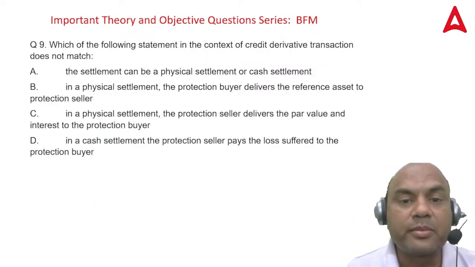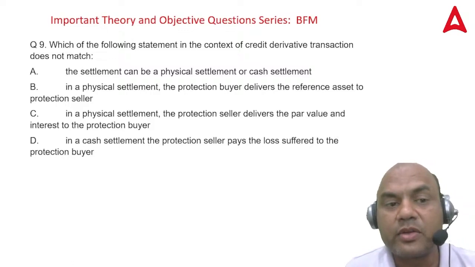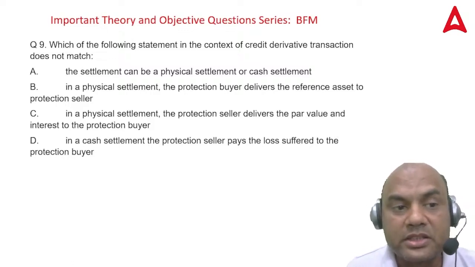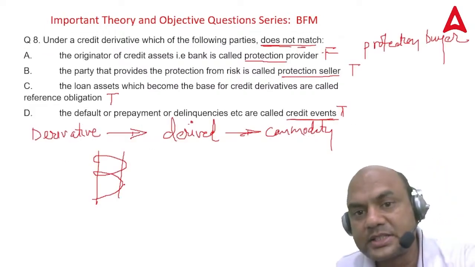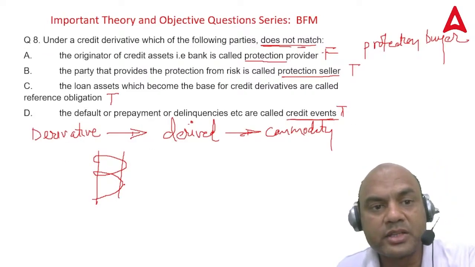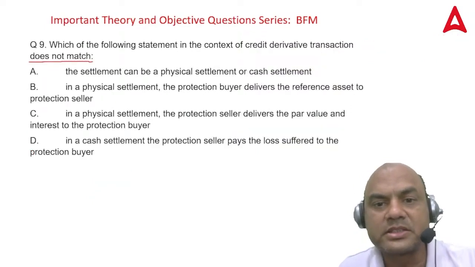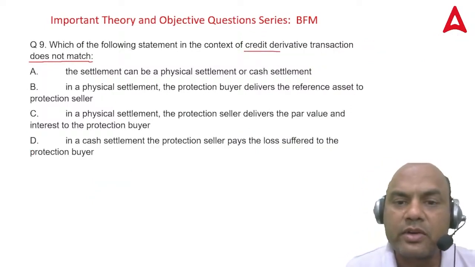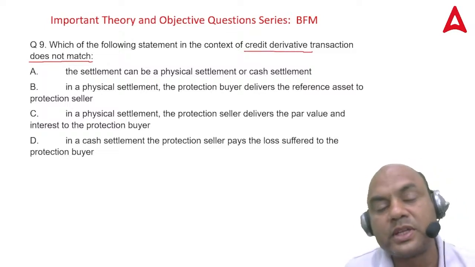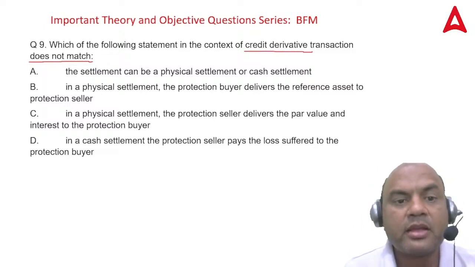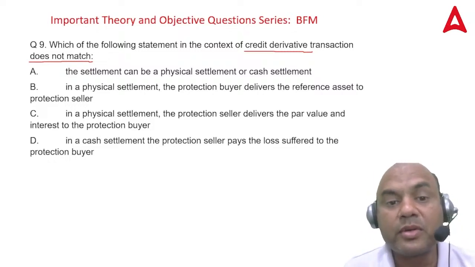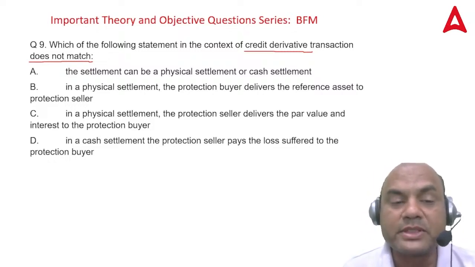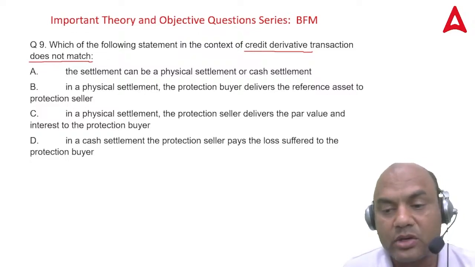Which of the following statements in context of the credit derivative transaction does not match? See this. The question is the same. This is regarding credit derivative, which does not match. We want which one is false. The settlement can be physical settlement or cash settlement. So what about the derivatives? Can the settlement be physical, or cash, or both?